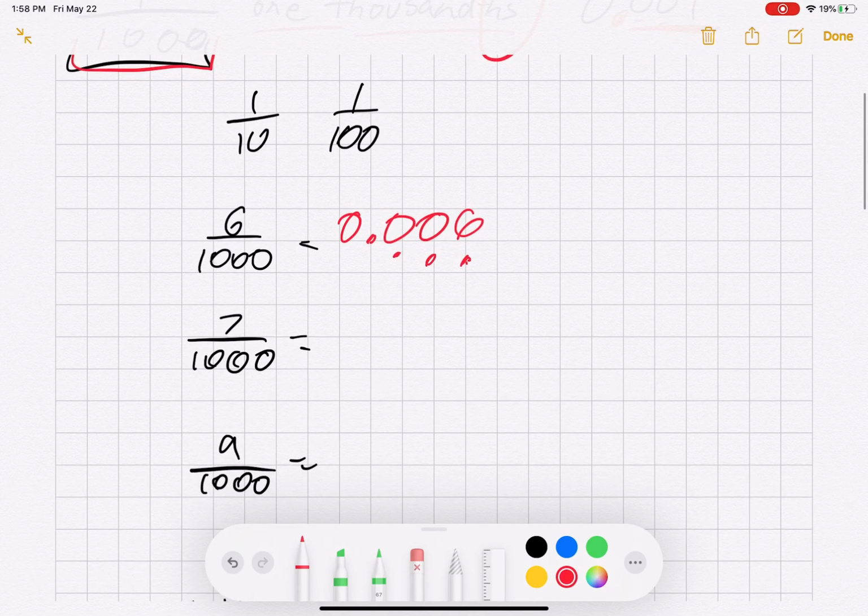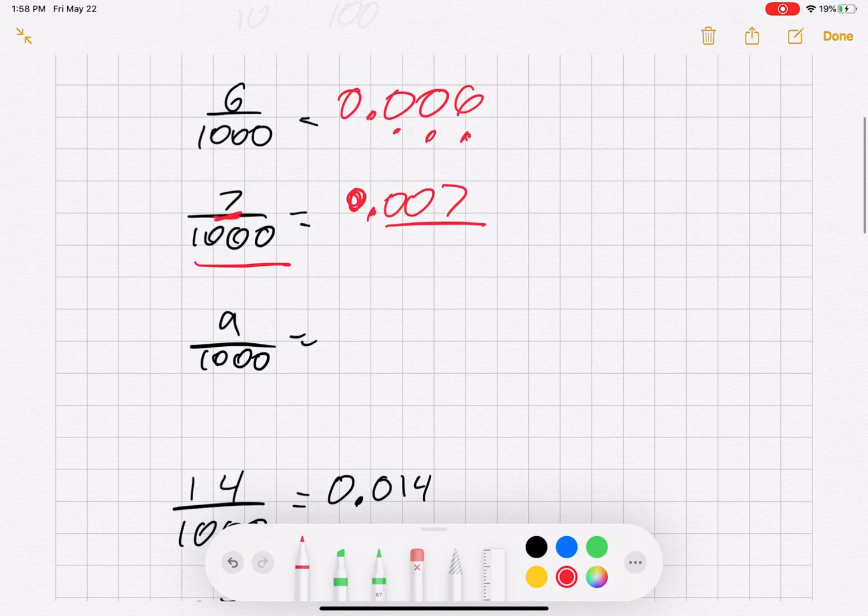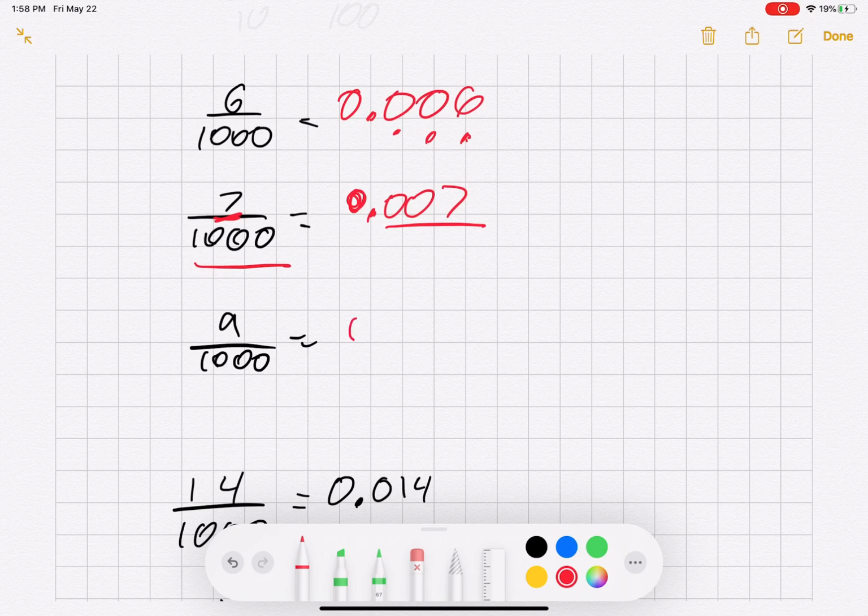If I'm going to write 7 1,000ths as a decimal, I would write 0.007. Still 3 places there. Same as 9/1000, 0.009.